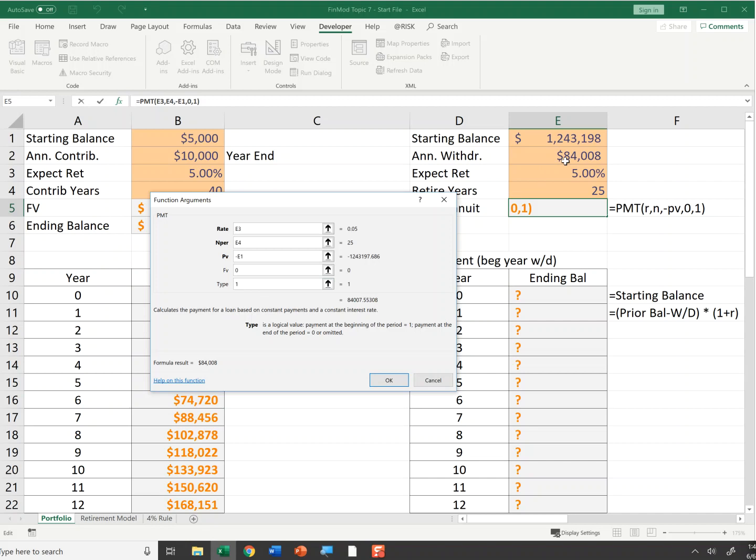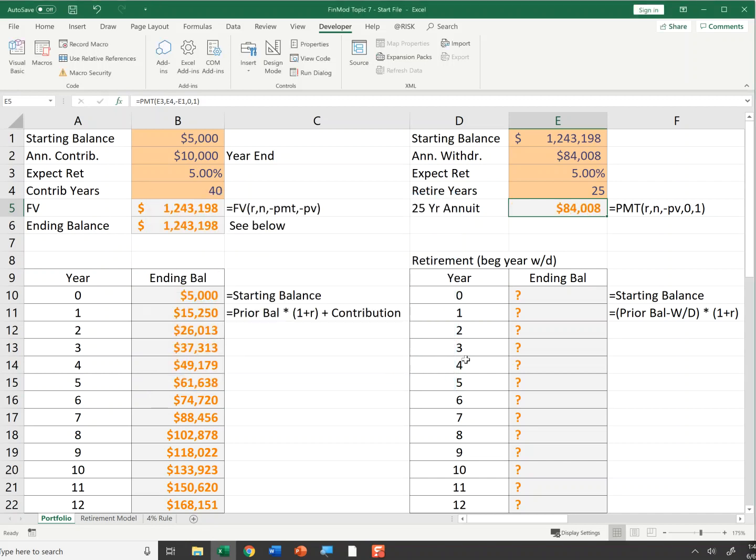So in this case, I'm withdrawing. How much can I withdraw starting today for 25 withdrawals and have just enough money? And that turns out to be $84,008. So that tells me that I can take $1.243 million at 5% for 25 years starting today and withdraw $84,008 per year. And I can try to prove that right now.